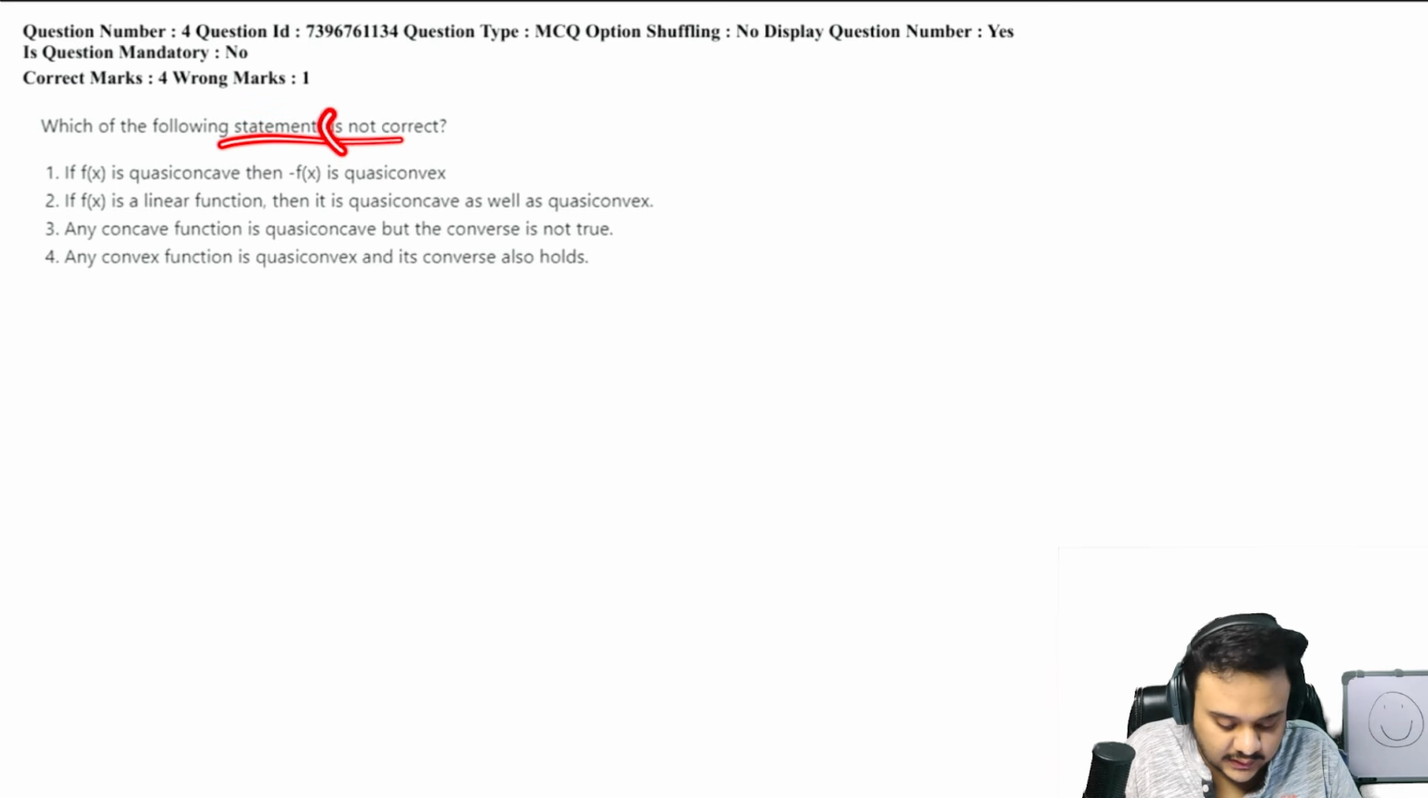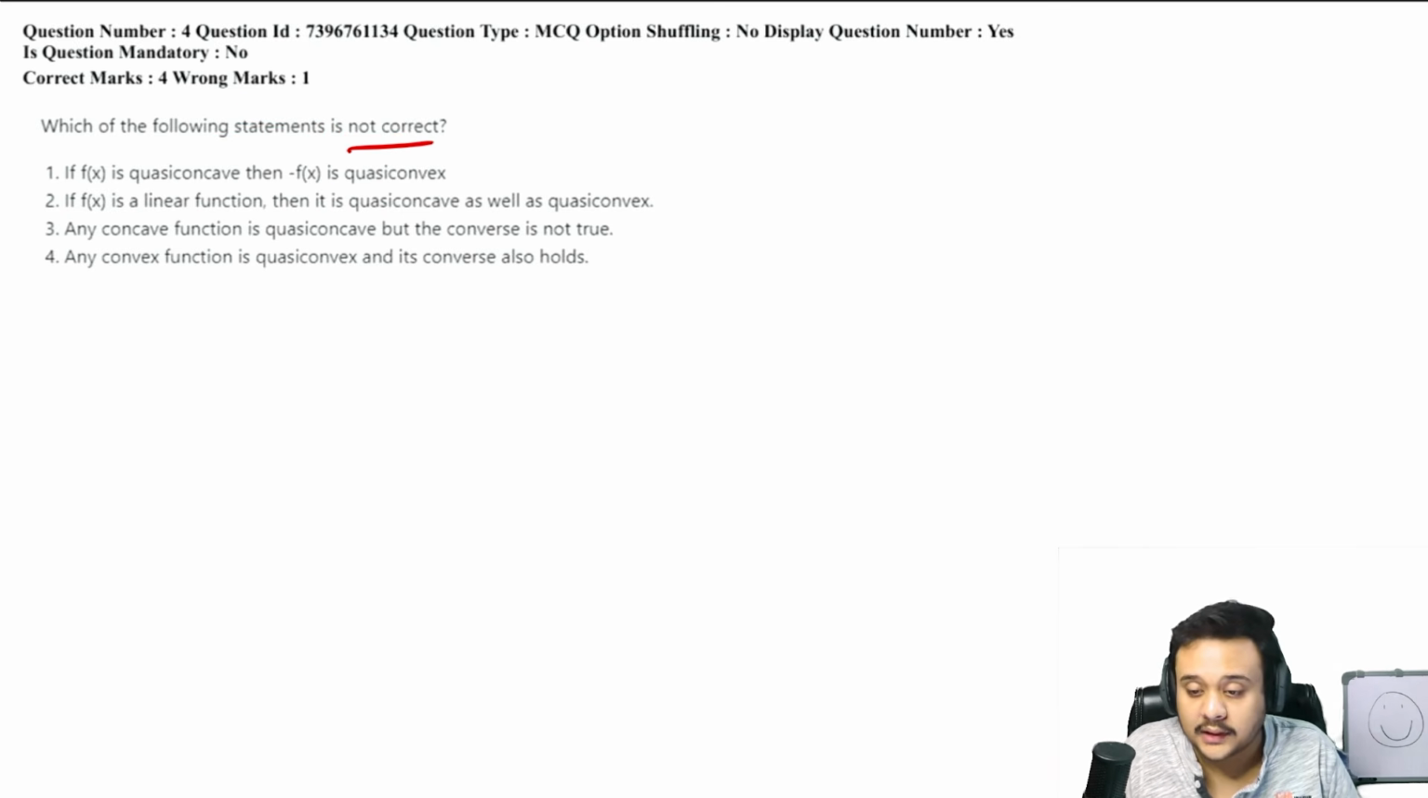Okay, so look at the fourth one. It says which of the following is not correct. Again, a lot of students miss this. Please read the question carefully.